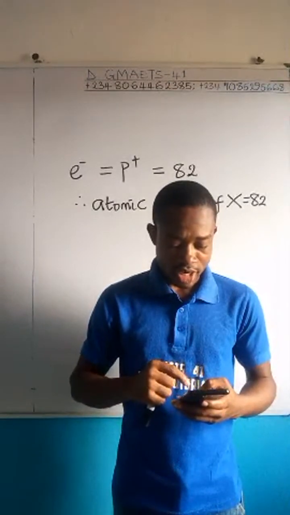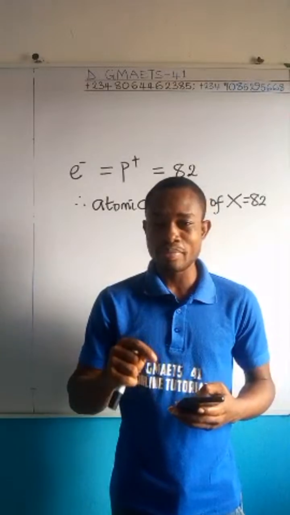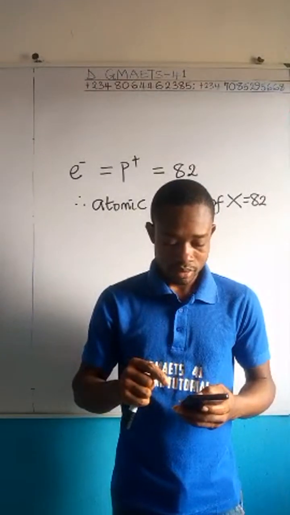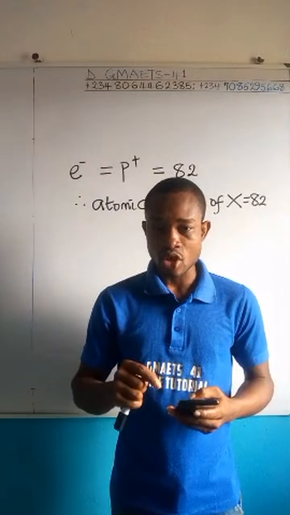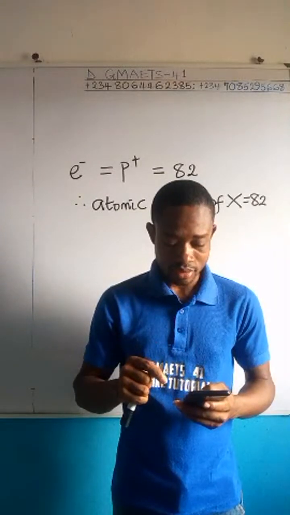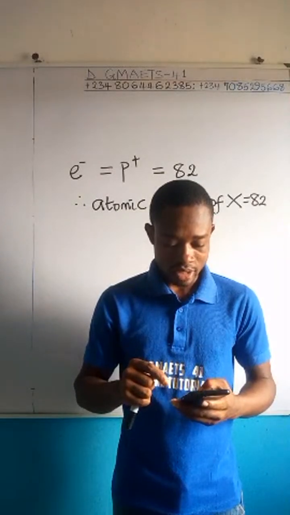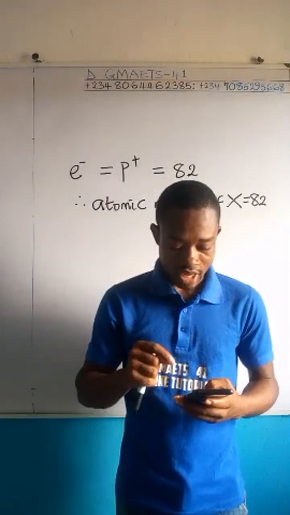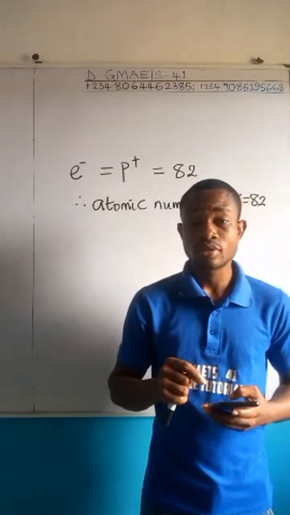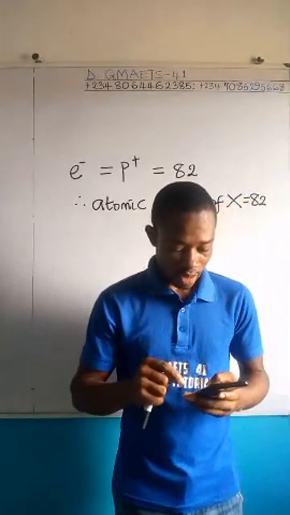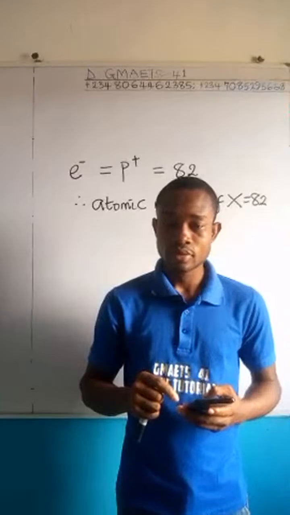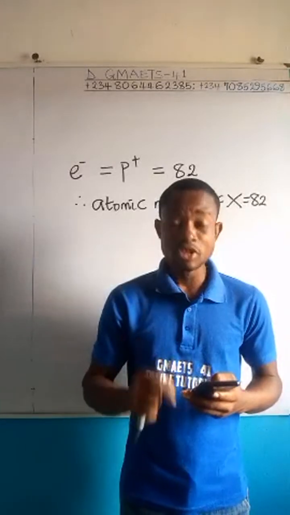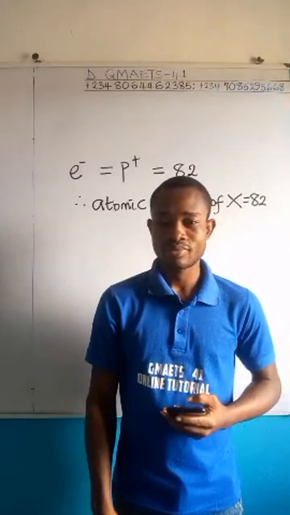The next question here: the mass of an atom is determined by A, its ionization potential; B, its electrochemical potential; C, the number of protons; D, the number of neutrons and protons.